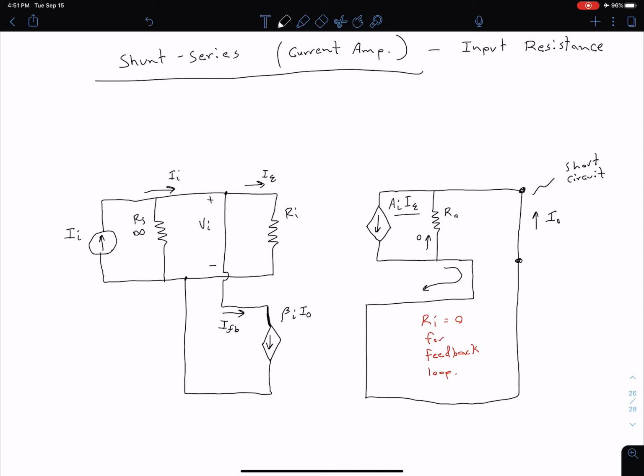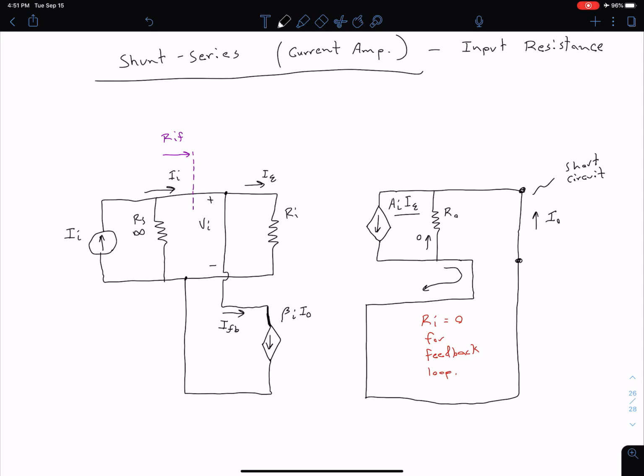In this video, we're still looking at our Shunt-Series configuration for our current amplifier. Now that we have our transfer function, let's look at our input resistance. And so our input resistance, I'm going to define as looking into our amplifier here. So looking into this point is where I'm defining my R_IF. And so before we start doing our analysis, we can kind of see the big picture.